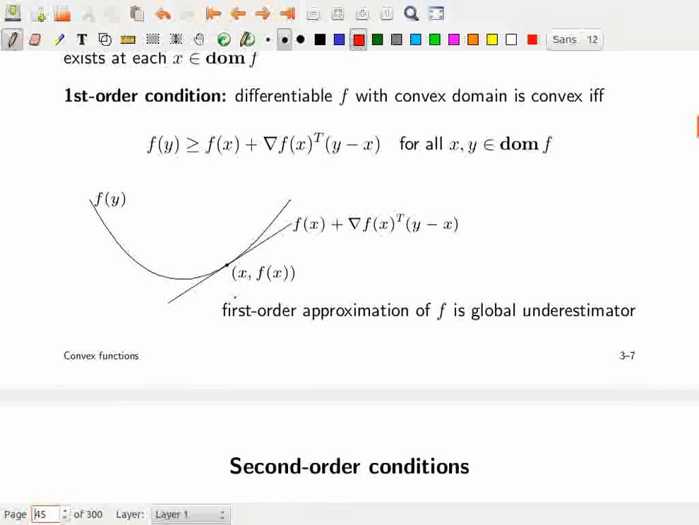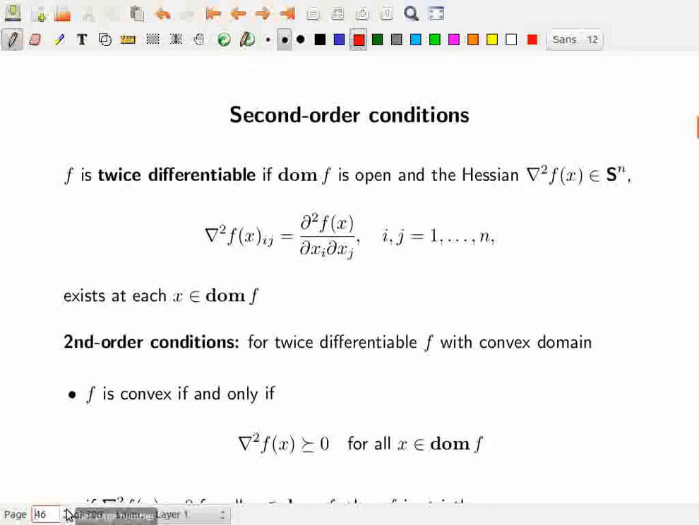We talked about how the convex function f is always on one side, in the upper level of this line, and we call this line a support of the function at the point x. And the second order condition that we said: if the matrix is positive semi-definite, bigger than or equal to 0, then the function will be convex.